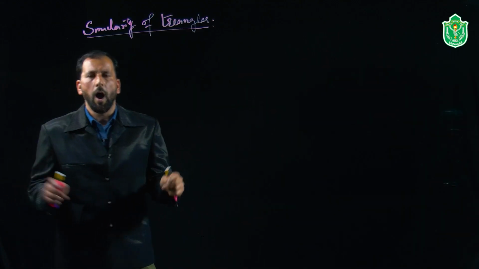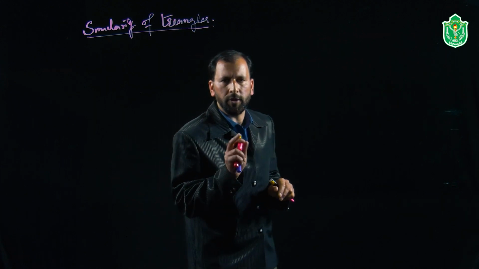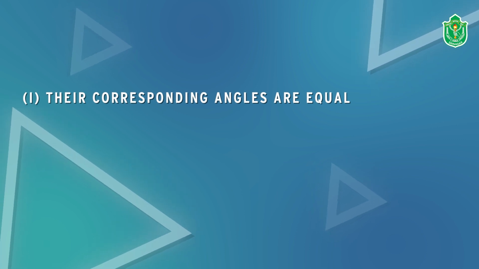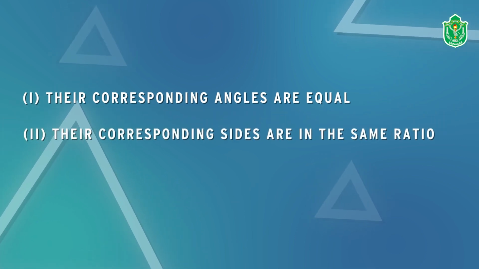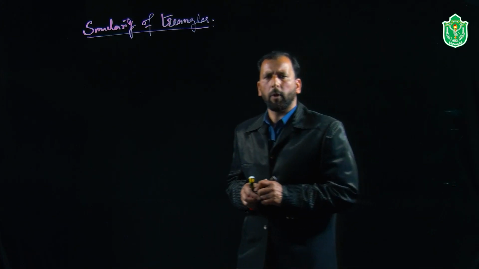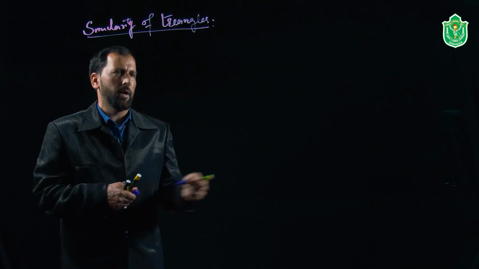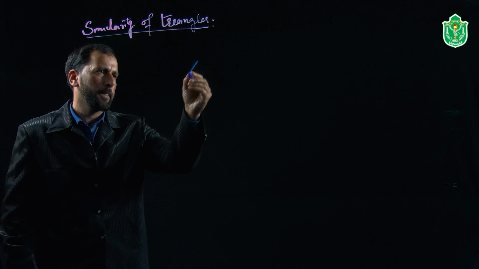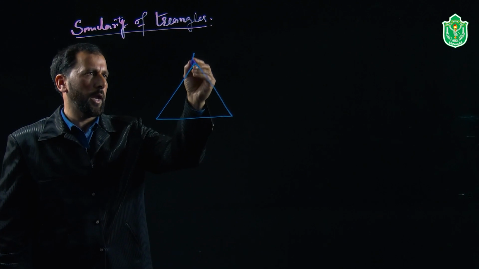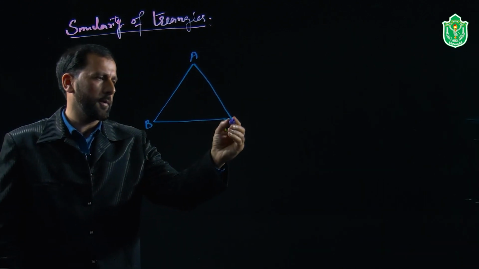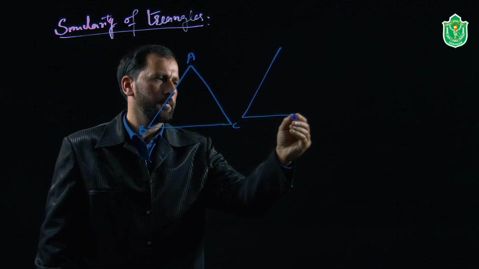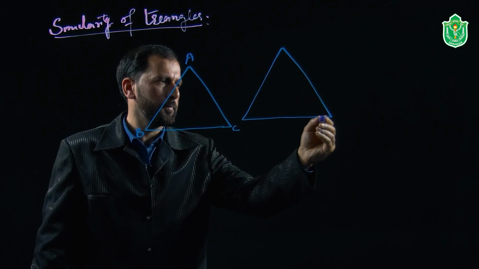So two triangles are said to be similar if the first condition is their corresponding angles are equal, and the second condition is their corresponding sides are in the same ratio. To understand this concept, let us take an example of two triangles. If we take two triangles, triangle ABC and another triangle PQR, like this.